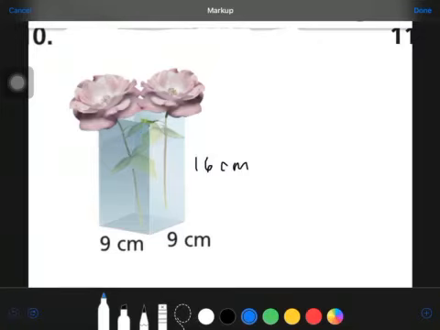So we've got our measurements here. We could call this our length. We could call this our width. We could call this our height. So this length measures 9 centimeters. The width measures 9 centimeters. And the height measures 16 centimeters. So again, all we're going to do is multiply those together.